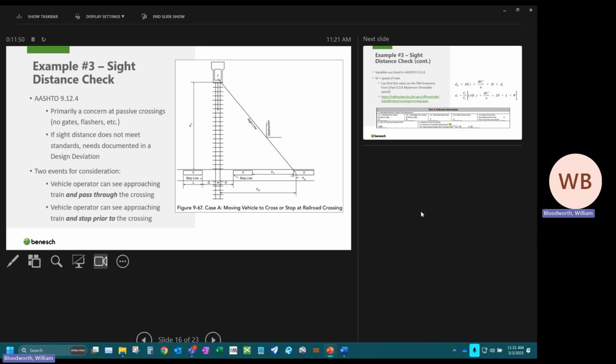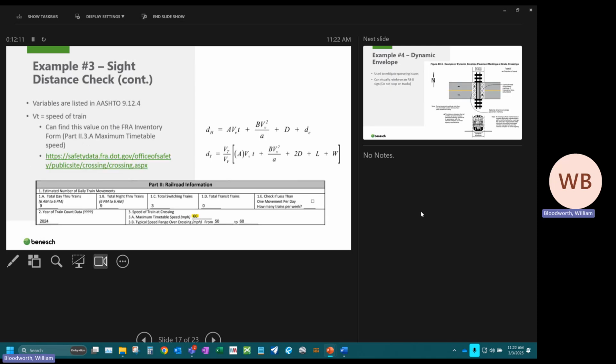So there are two events that we look at. The first is that a vehicle operator is approaching the crossing, sees the train and decides it's safe to cross. So that would be the vehicle on the far right moving to the far left position. And then the second is that the vehicle approaches, sees the train and decides it's not safe or they don't want to cross and they stop. So that's the far right to the middle position.